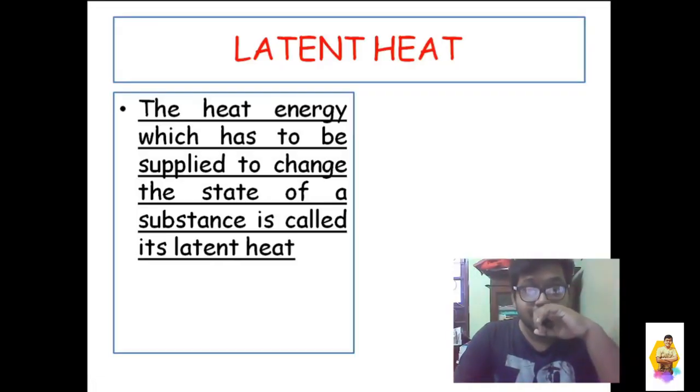The definition of latent heat is the heat energy which has to be supplied to change the state of a substance is called latent heat. That means by applying this, the state of a substance will be changed. Okay. So let's see and let's try to understand this with the help of some example.